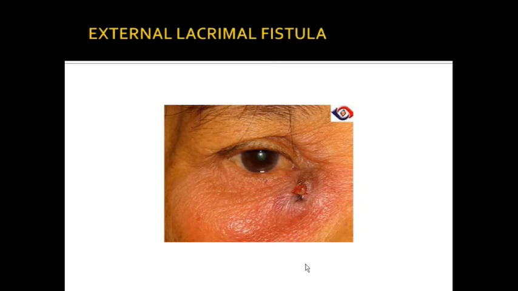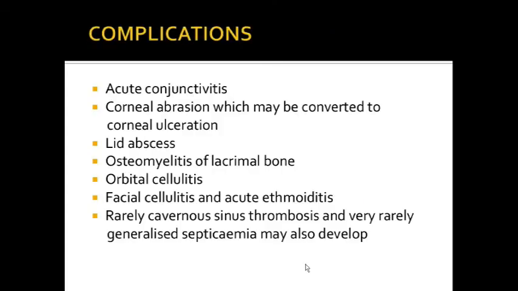Okay, signs and symptoms, which are usually, as you all know, pain, swelling, redness, tearing, fever. In chronic cases, only tearing can be the symptom. Complications, as you all know, the most common is corneal ulceration, so you all need to know that. Then we have other complications like acute conjunctivitis, lid abscess, orbital cellulitis, acute ethmoiditis. Then rarely we have cavernous sinus thrombosis and septicemia.